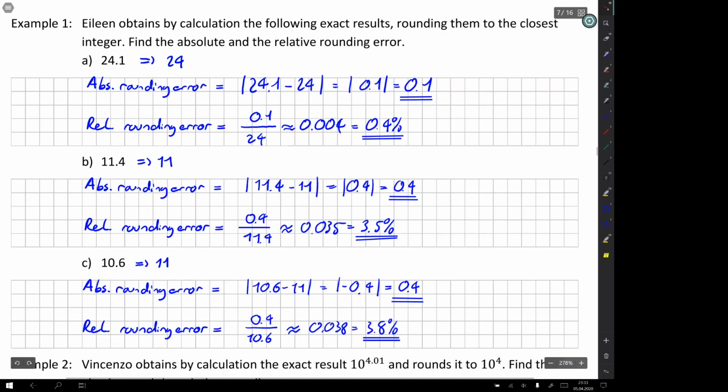Note that in B and C we have the same rounded result, 11, and we have the same absolute rounding error, namely 0.4, but the relative rounding error is different, 3.5% versus 3.8%, because the relative rounding error is defined in dependence of the exact value, which here is 11.4, while here it's 10.6.